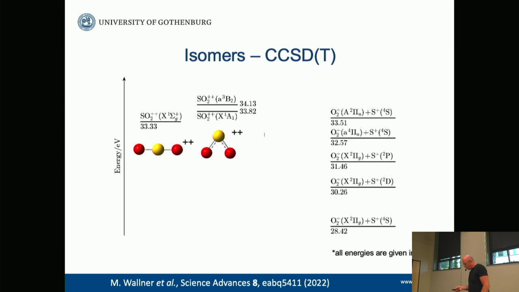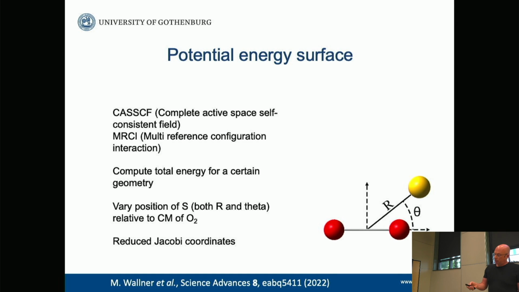And then the idea was, of course, to look at this in more detail. And this is then what they did. They calculated the potential energy surfaces using the CASSCF method, to calculate the total energy for a certain geometry. It's a very tedious sort of work: vary the position of the sulfur atom, both in terms of the bond distance and the theta, relative to the center of mass of the molecular oxygen.